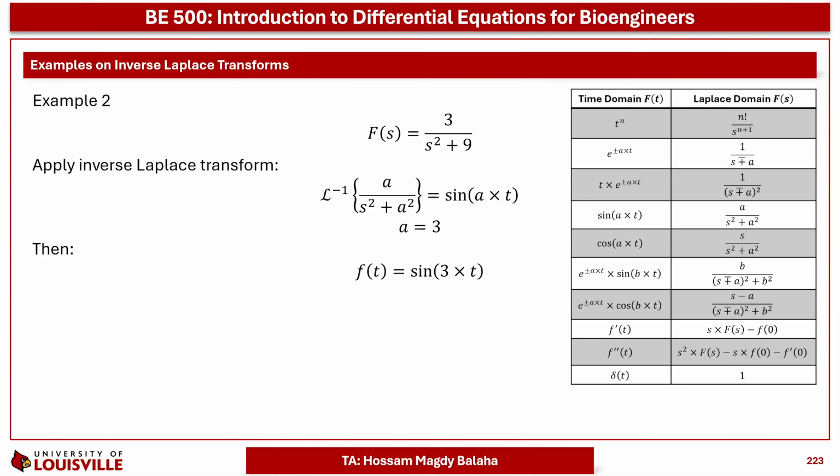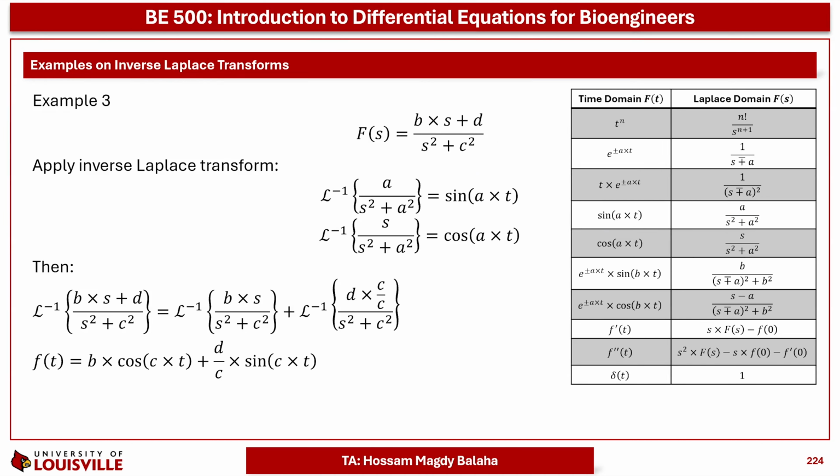The second example, 3 over s squared plus 9. So let's check. Here is a constant, here is a constant, and there is s squared. When you find s squared here, then look to sine and cosine. We have a constant here and the square of the constant here. So simply we can say this looks like a sine because 3 squared is 9. So we can rewrite that as 3 squared, so it will look like that pattern. So the corresponding time domain f of t will be sine of at. a here is 3, so it will be sine 3t.